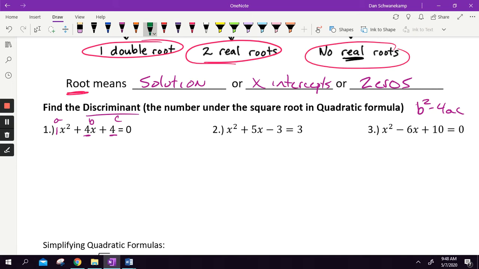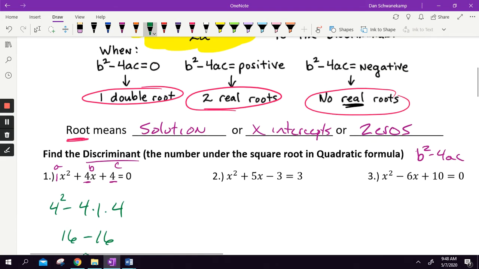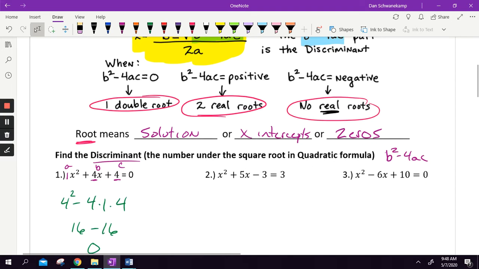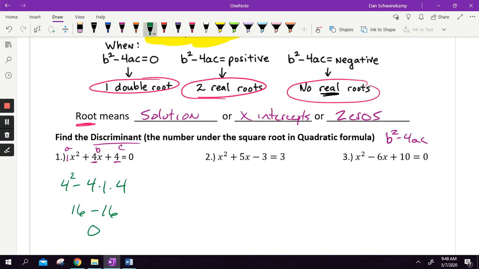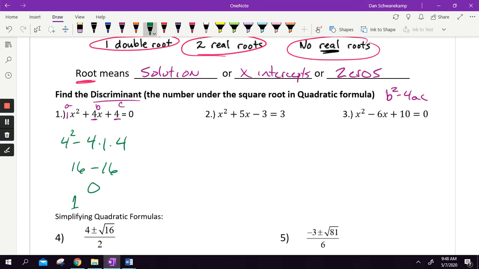Let's plug it in. So we're going to go b squared, so 4 squared minus 4 times a times c. So I get 16 minus 16. I get 0. So then we're going to look up here and remember which category that falls into. If you do the discriminant and you get 0, that means we are going to have one double root.